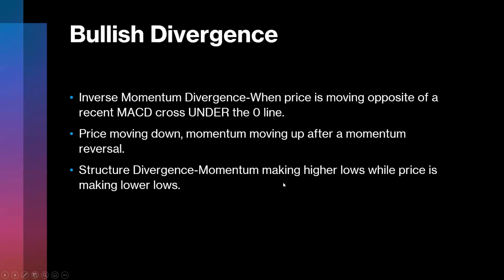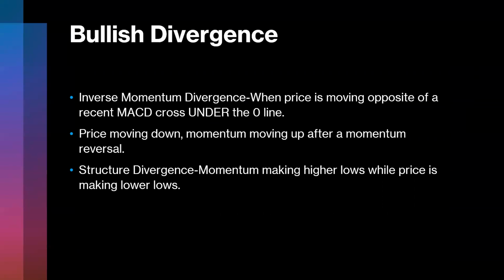All right, so bullish divergence. Now, I don't know if there's names for these. I kind of made my own. There's two different divergences that I play using MACD. The first one is inverse momentum divergence. It's when the price is moving opposite of a recent MACD cross under the zero line.